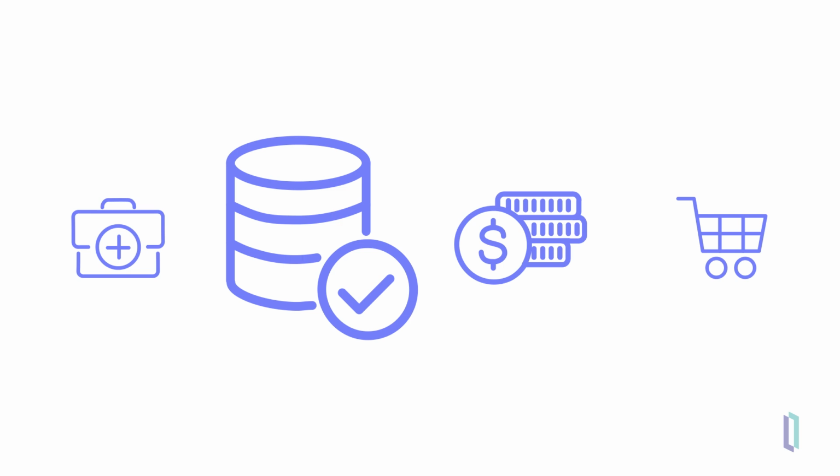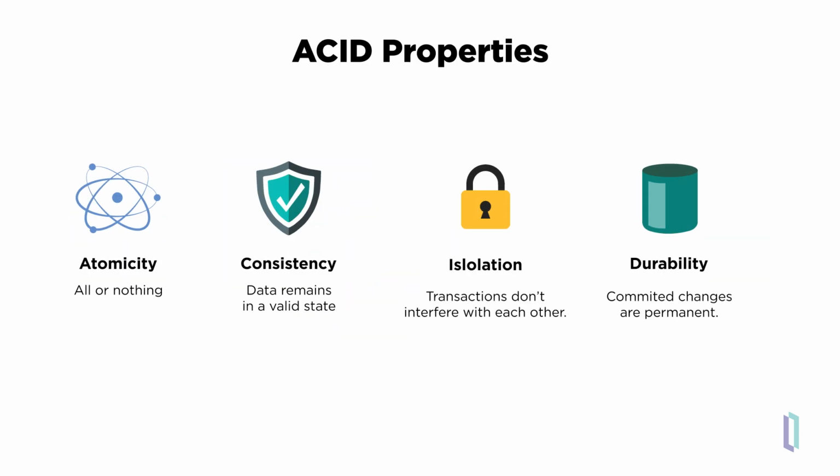A transaction must be treated as a single atomic unit of work. That means either all the operations within the transaction succeed together, or none of them do. This behavior is captured in the ACID properties, representing atomicity, consistency, isolation, and durability.